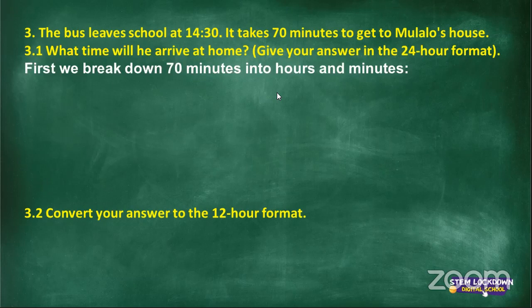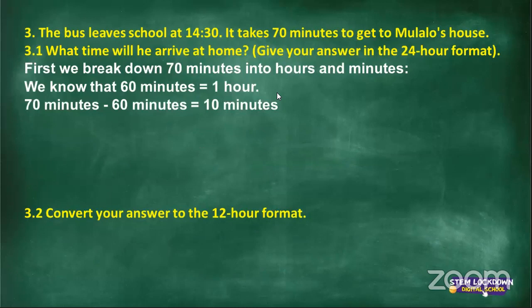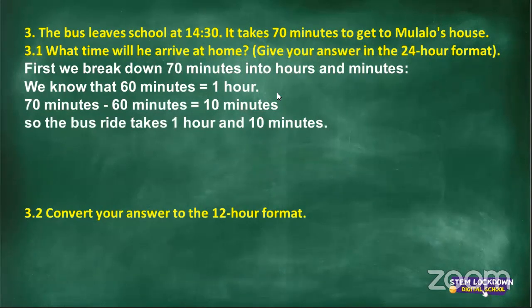And remember, I explained the reason why we are breaking it down. Because we know that 60 minutes is equal to 1 hour. So you say the 70 minutes minus the 60 minutes is equal to 10 minutes. So the bus ride takes 1 hour and 10 minutes to get to his house. Even if he were to leave at 3 a.m. in the morning, it would take 1 hour and 10 minutes.